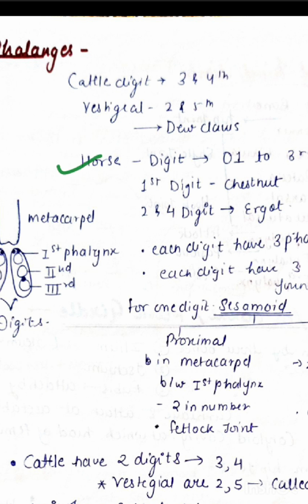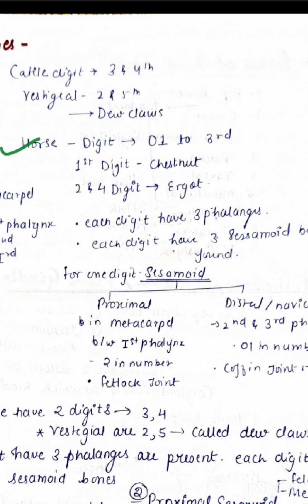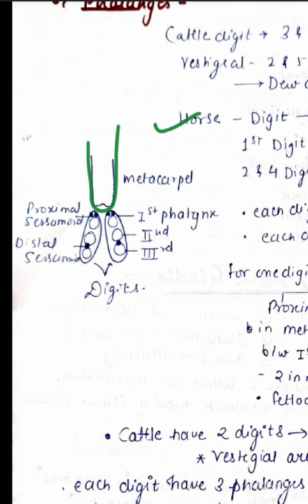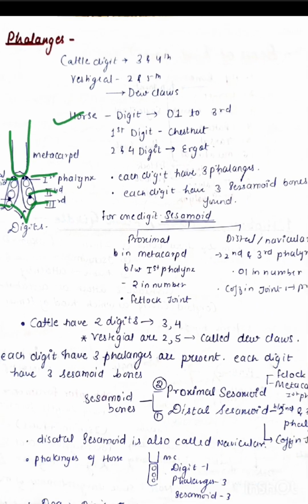The second part is the horse, which has the first digit known as the chestnut, and the second and fourth digits are the ergot. This is the metacarpal, this is the phalanges, this is the proximal sesamoid, this is the distal sesamoid, and these are the first, second and third phalanges.